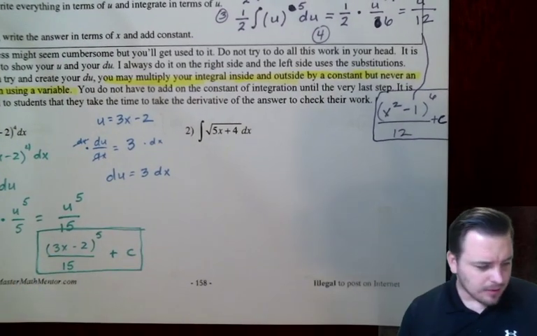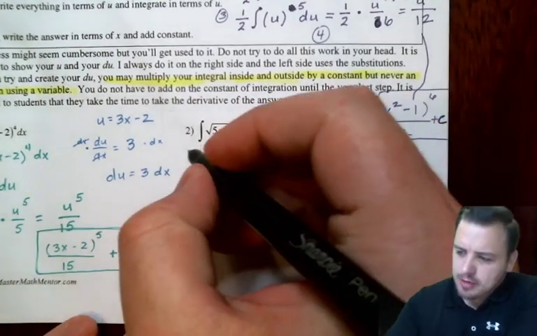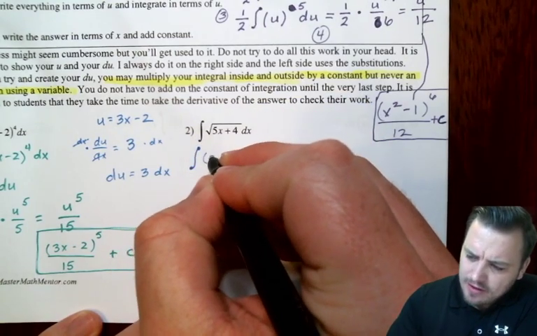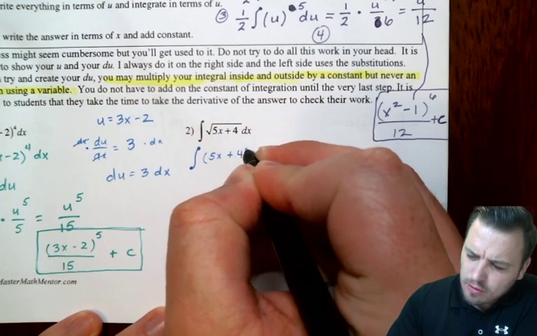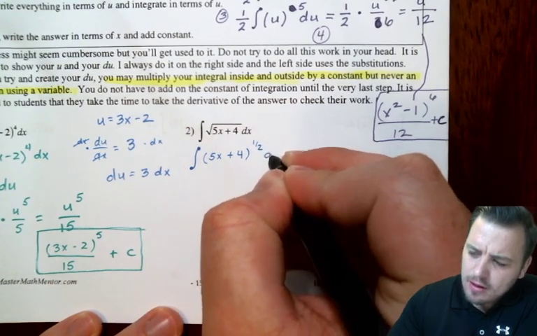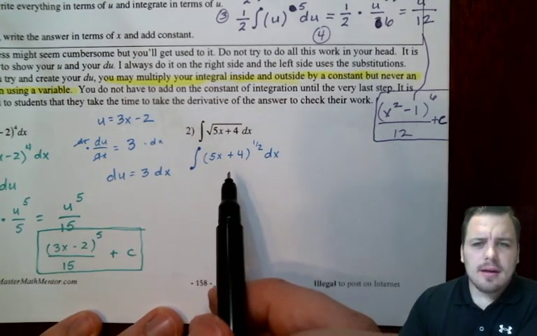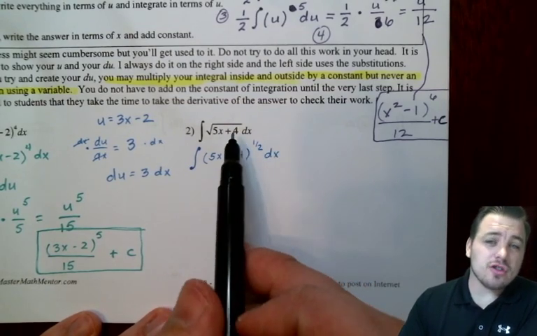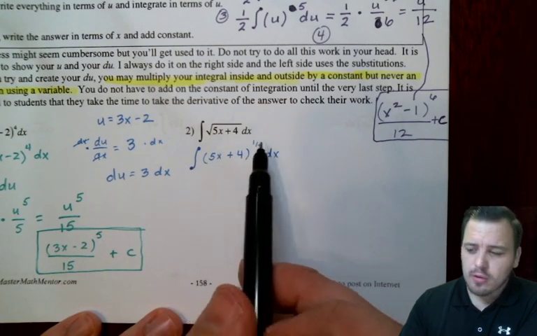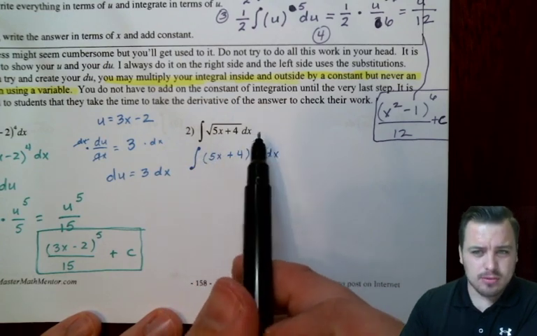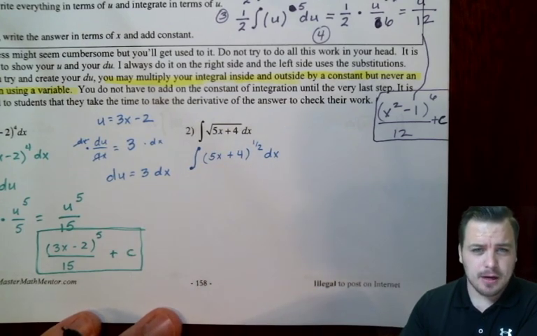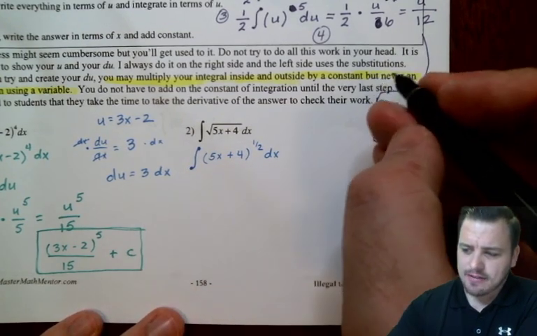So I'm going to rewrite the integral first, okay? So rewrite the integral, and we're going to say 5x plus 4 to the 1/2. Now, of course we know that's a square root, okay? But we really wouldn't know how to simplify this out, okay? So in that case, we use U-Substitution, all right? So here we go. Identify what u is.